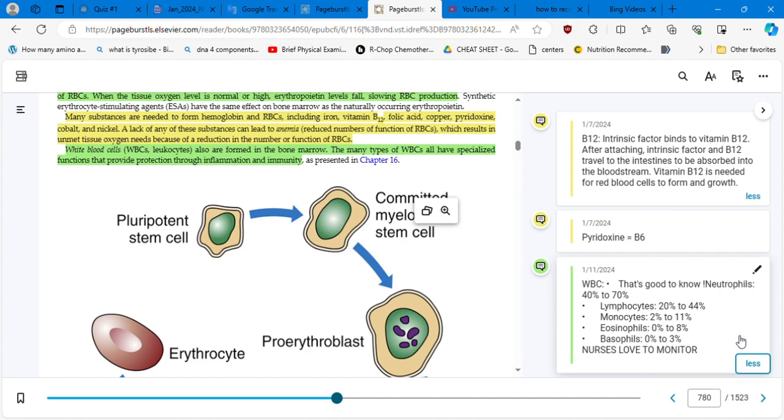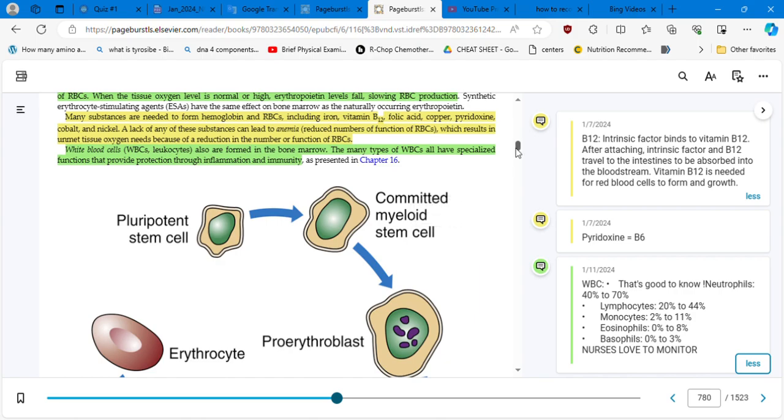Okay, so a good way to remember the order and the percentage is this mnemonic: nurses love to monitor. Remember, N is going to represent the neutrophils, love is going to represent the lymphocytes, and monitor is going to represent the monocytes. So if you remember, nurses love to monitor, you know that the neutrophils are 40 to 70%. That's the most amount of neutrophils within the white blood cells army. Then you have the love. Love is lymphocytes 20 to 44, and then monitor is monocytes 2 to 11%. Eosinophils and basophils are at the end of the list.